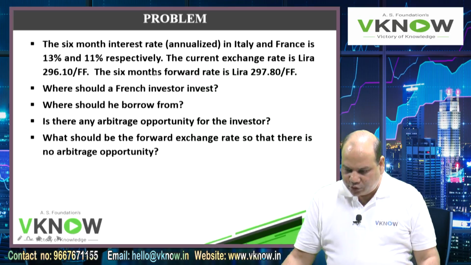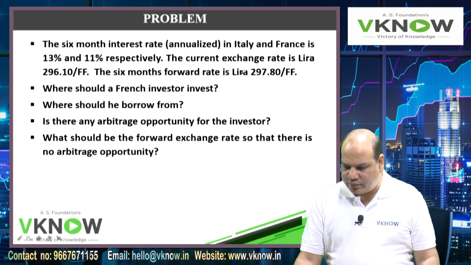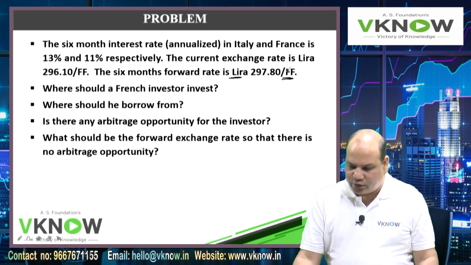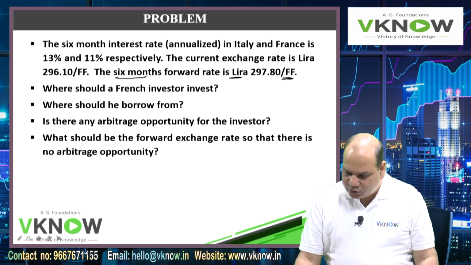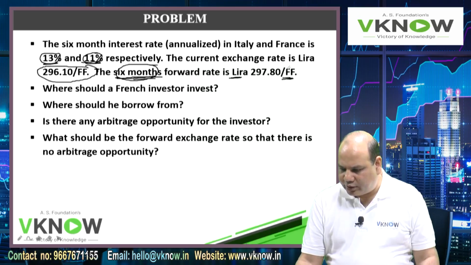Spot rate is given, forward rate is given, and the interest rates in the two countries are given. Lira is the currency of Italy and FF is the currency of France, and the time in this question is 6 months. The interest rate per annum in Italy is 13%, in France 11%. So these are some basic details: interest rate in Italy, interest rate in France, spot rate, 6 months, forward rate.